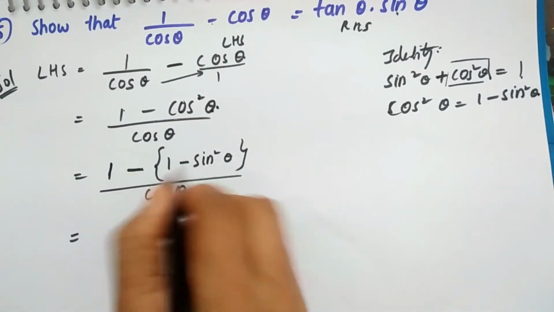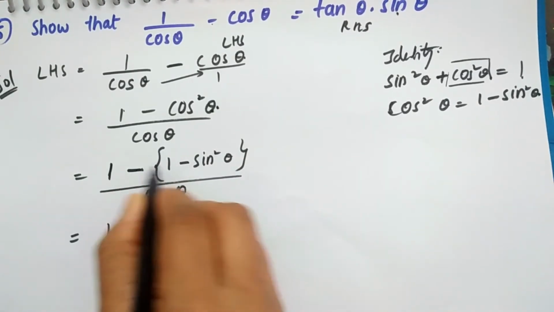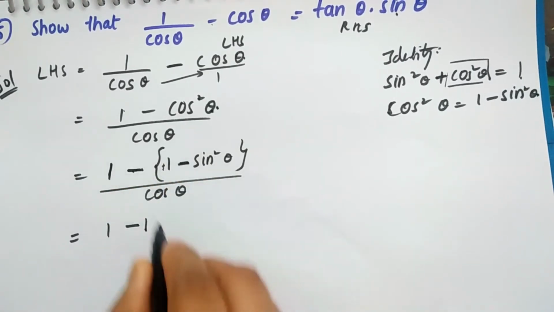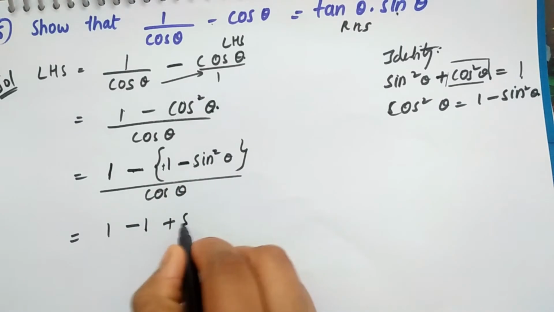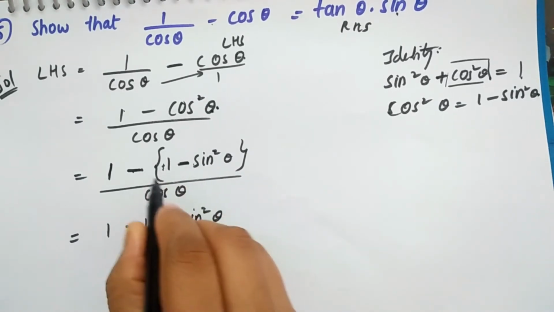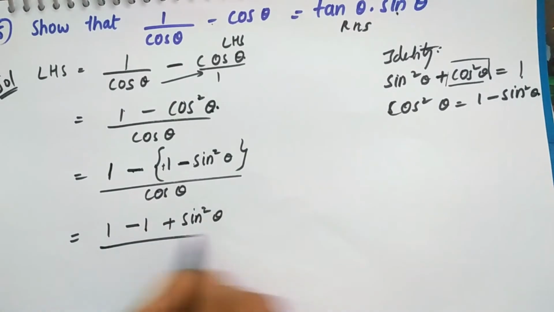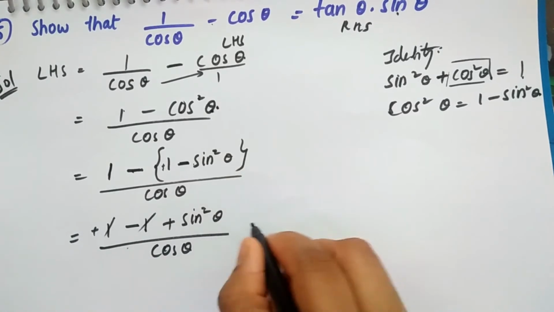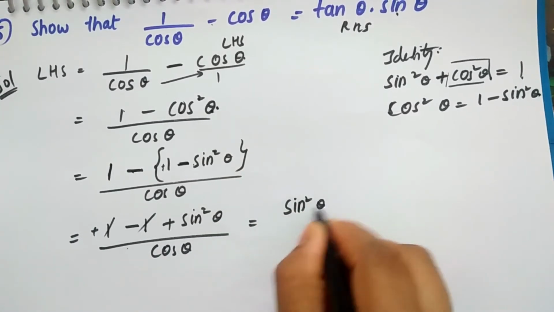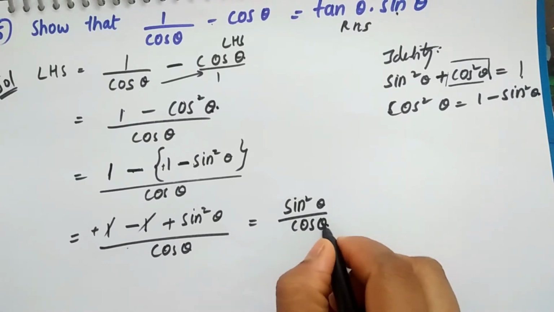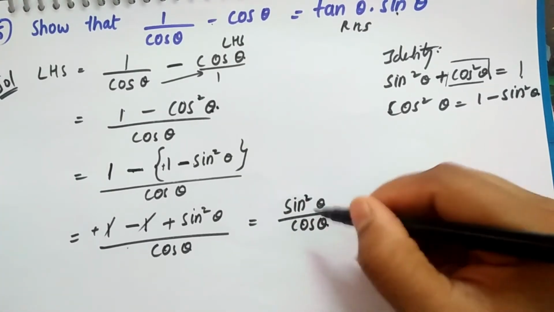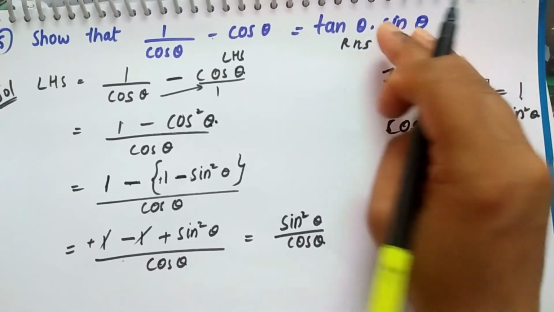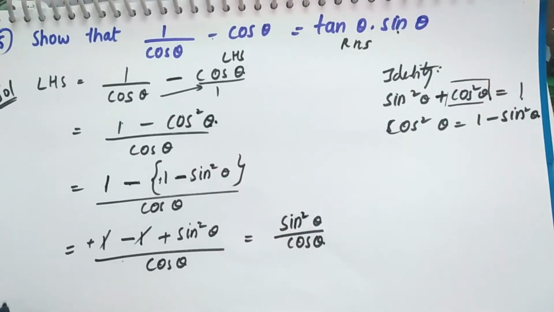Okay, now just open the brackets. 1 we are writing, minus into plus 1 is nothing but minus 1. Minus into minus is plus, sine square theta. Did you get that? We are just opening the bracket, divided by cos theta. Here plus 1 and minus 1 get cancelled. What are we left with? Sine square theta divided by cos theta. Okay, now from this step we will be taking our RHS. What are we doing here?